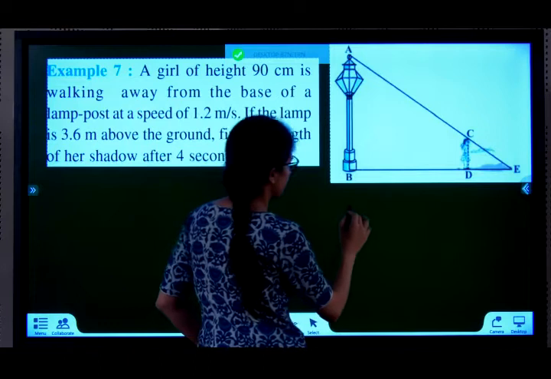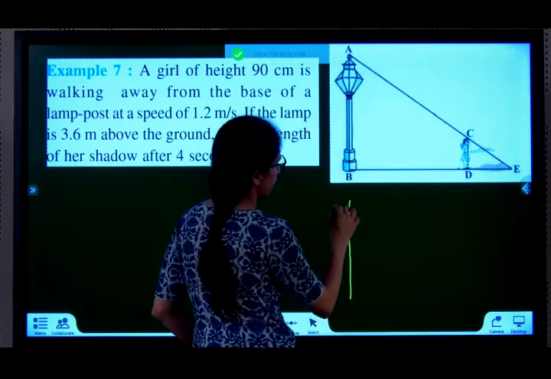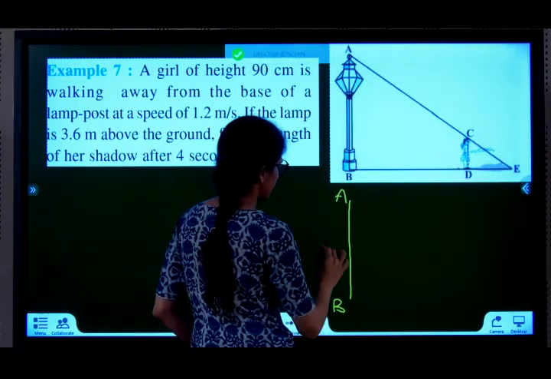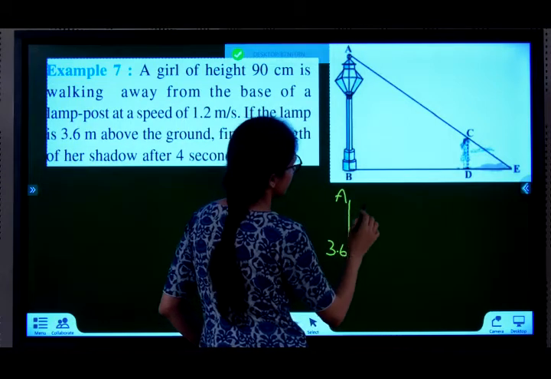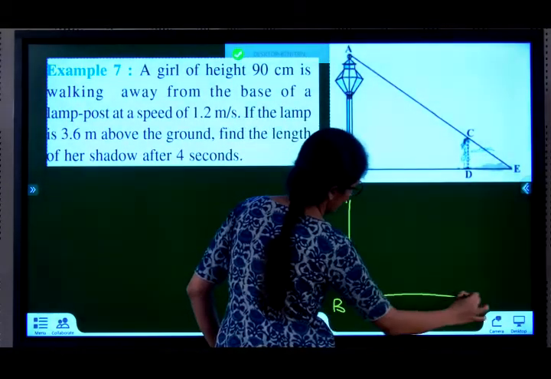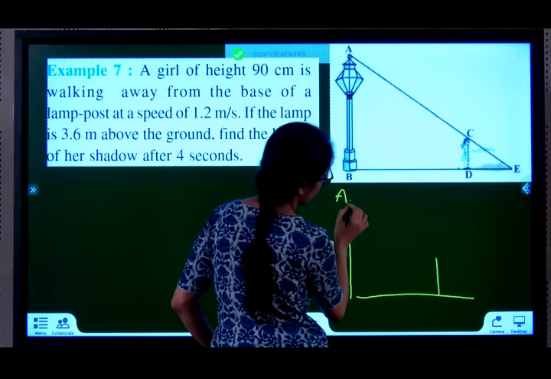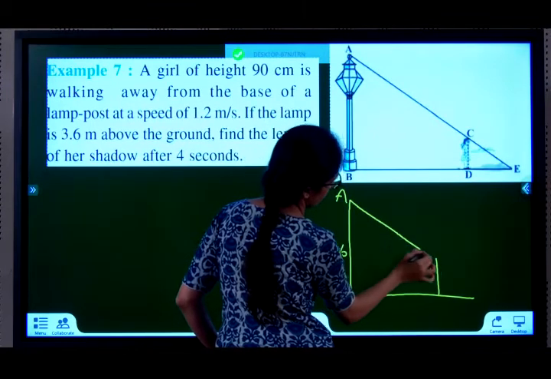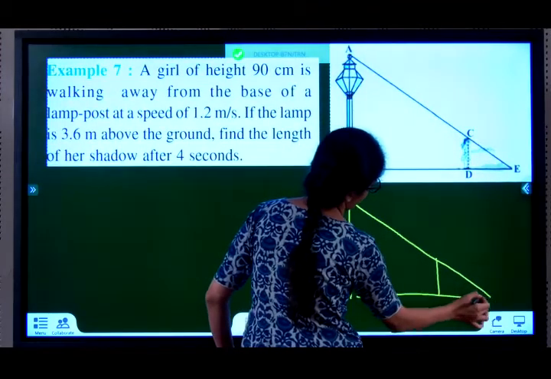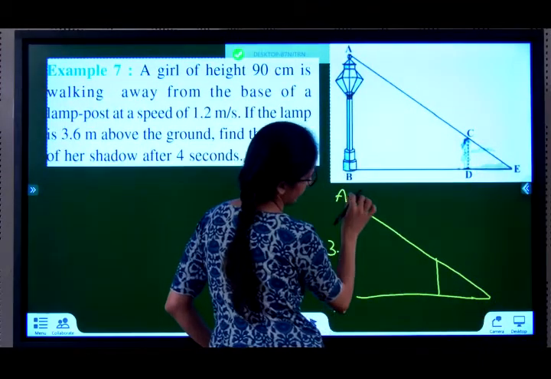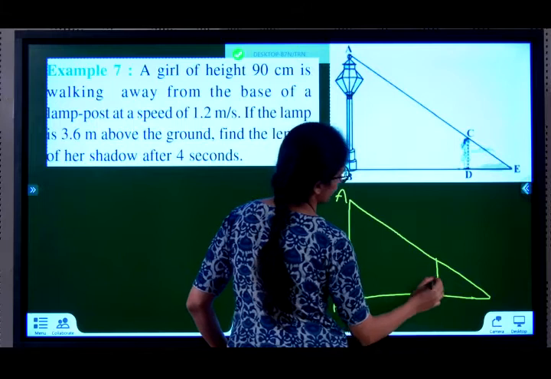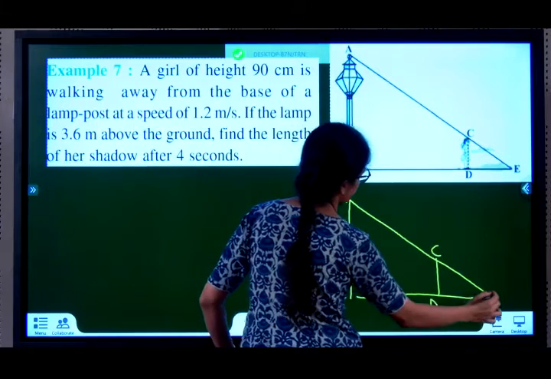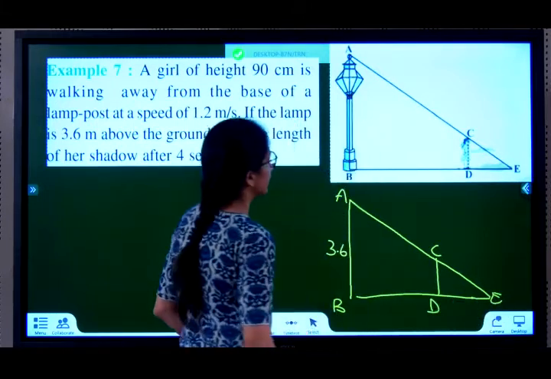I will just redraw this diagram. So, this is the lamp post AB. It is given this is 3.6 meters and the girl is standing somewhere here. Shadow, we've learnt it in trigonometry as well. You will learn it if you haven't. Shadow will go along the same line. This light ray will fall and this will cause a shadow. CDE. This is the shadow length DE.